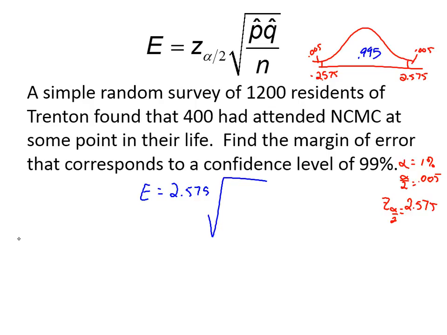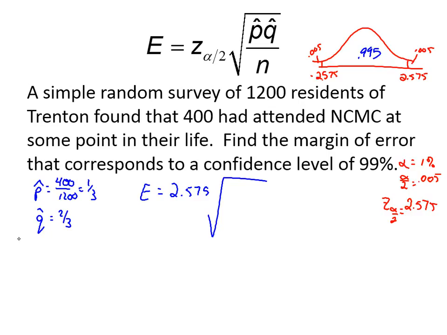What is p hat? What was my sample proportion? It would be 1/3. Why am I getting 1/3? Okay, 400 over 1,200, which reduces down to 1/3. Which means what is q hat? Okay, because q hat is the opposite of that. That's the proportion of failures. So we have the proportion of successes, and the proportion that are not successes, or failures.